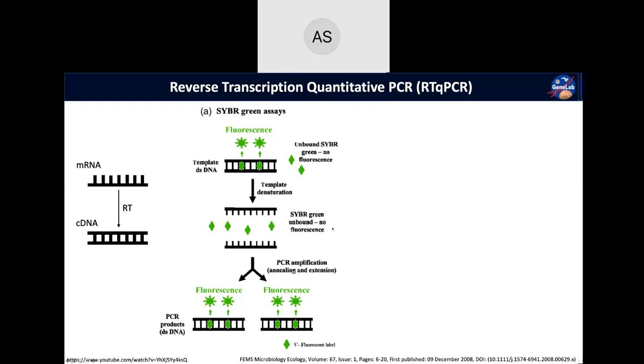Of course, there's some issues with SYBR Green. It's non-specific, so if there's any double-stranded DNA in there, it will bind to it, so you have the issue of possibly having off-target effects and also background noise in your fluorescent signal.